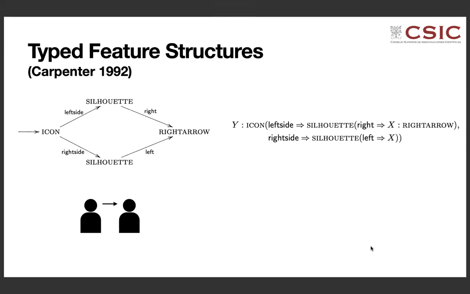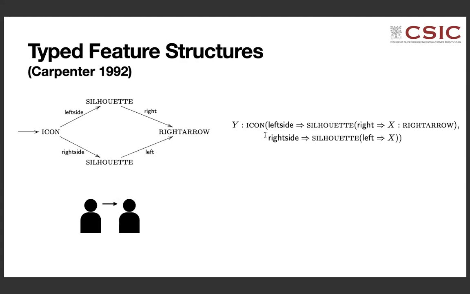I will explain the example with feature structures because I can explain with this example everything that I've said before in general terms using category theory. So imagine we use a feature structure formalism to represent icons. Feature structures were used in the 90s, and this could be, for example, the feature structure that represents this icon.